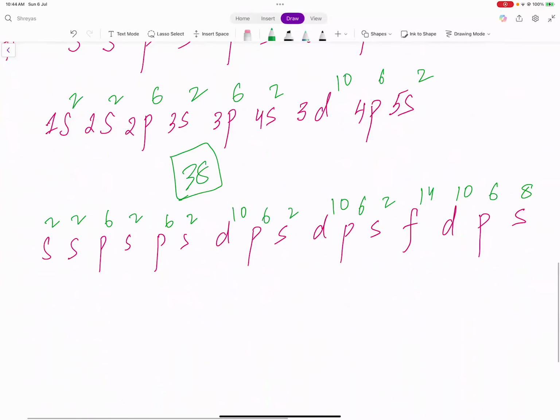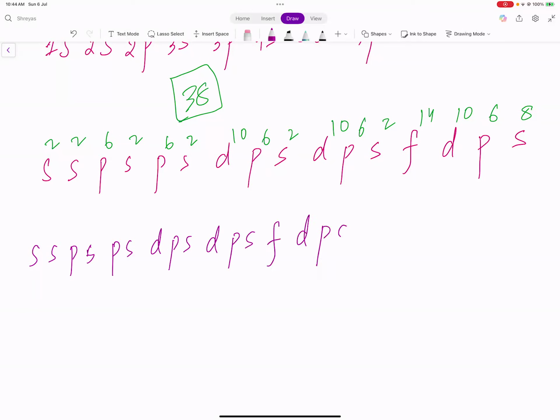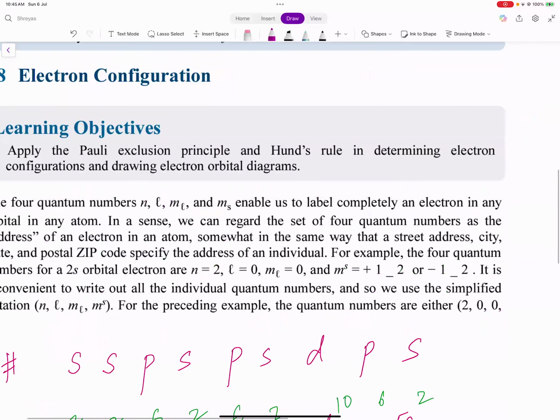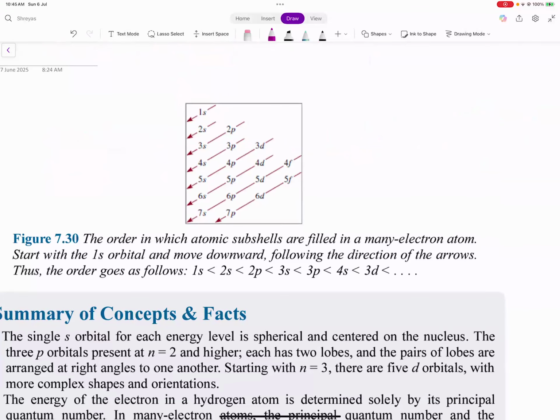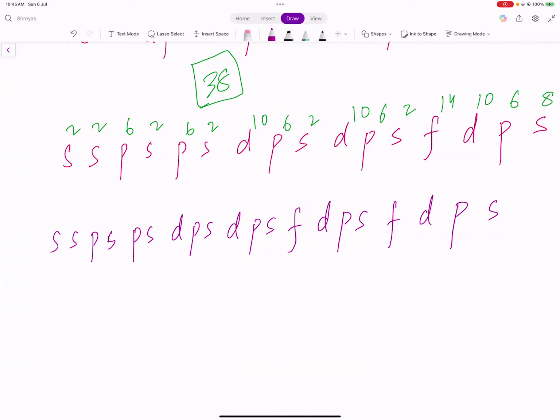Or then again we write this: s, s, p, s, p, s, d, p, s, d, p, twice, right? Then f, then it goes on. After that, what was it again? f, then g, and so on. I think maybe this is the one.